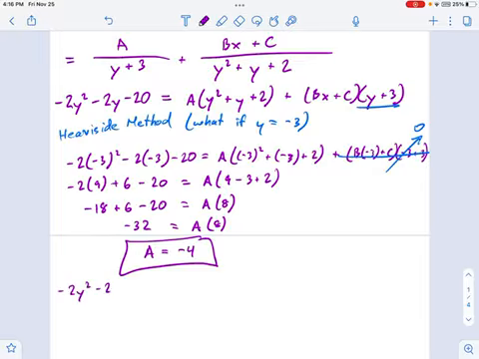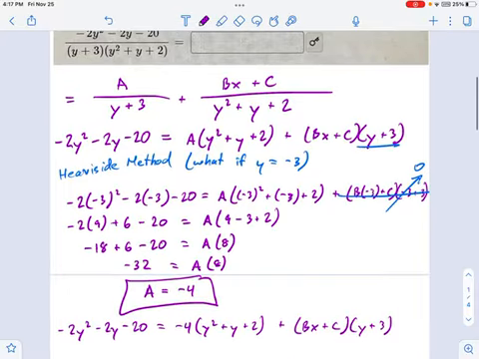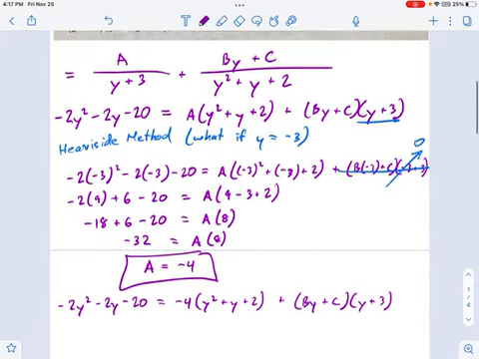Negative 2y squared minus 2y minus 20 equals negative 4 times y squared plus y plus 2 plus bx plus c times y plus 3. Okay, so how did this x get in here? Oh my gosh, you guys have probably been chuckling at me for a little while now. Okay, that's a y right there. Just noticed this now. Okay, so that's a y value.